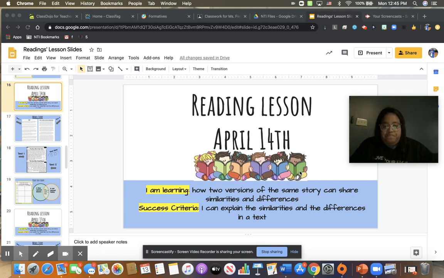So, our learning target for today is I am learning how two versions of the same story can share similarities and differences. Okay? I want you to take that in for a minute, retrieve it, and ask yourself, do I know what that means? Then we are going to read it again, and you're going to read it with me this time. I am learning how two versions of the same story can share similarities and differences.